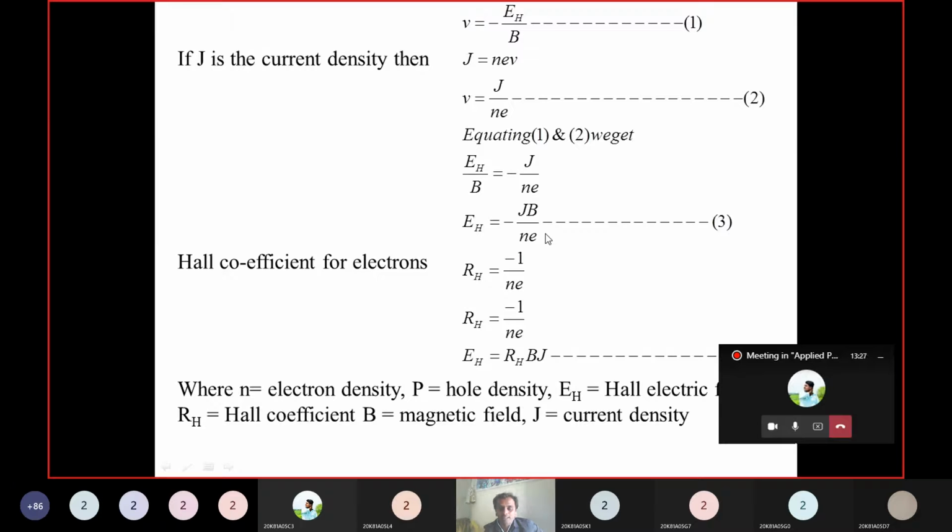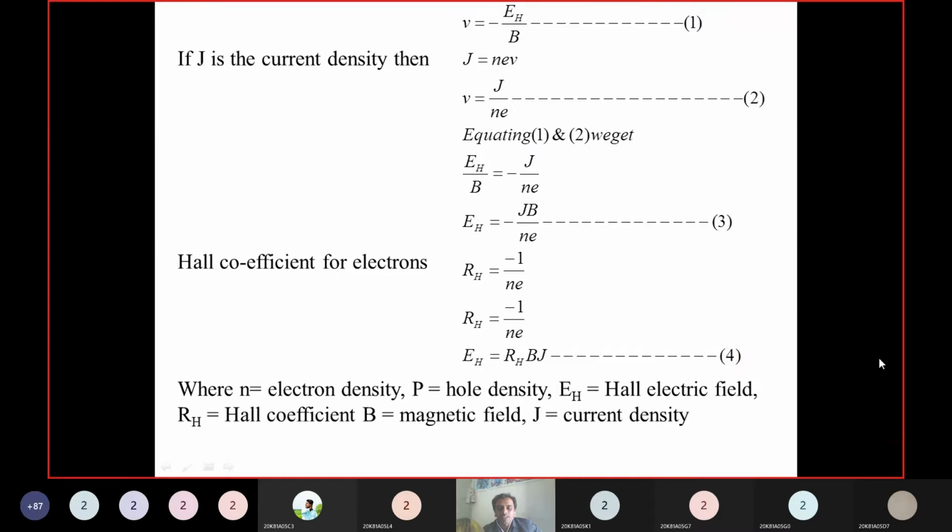Let us substitute that RH value in equation number 3. We will get EH is equal to RH into B into J. Here, EH is the electric field, RH is the Hall coefficient, B is the applied magnetic field, J is the current density. From this, we can calculate the RH value. RH is equal to EH by BJ.